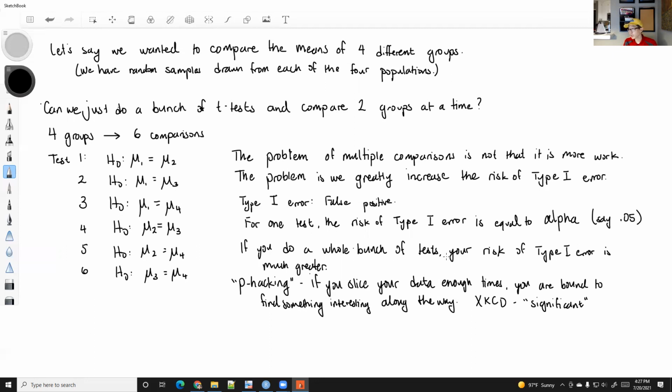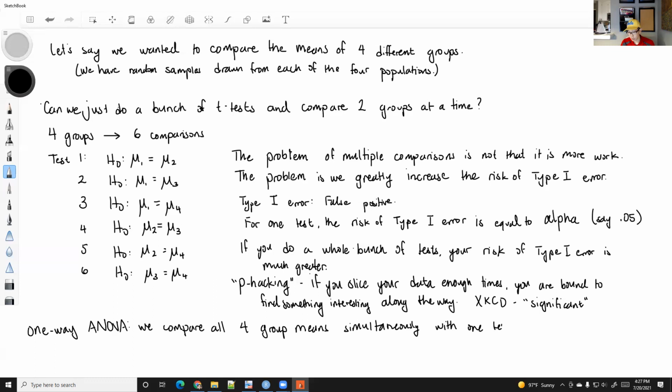we don't do 2 at a time. We're going to compare the means of all 4 groups at the same time. Okay, so what we're going to cover is called one-way ANOVA. We compare all 4 group means simultaneously. One test, and therefore our significance level just remains 0.05 or whatever alpha level we've chosen.